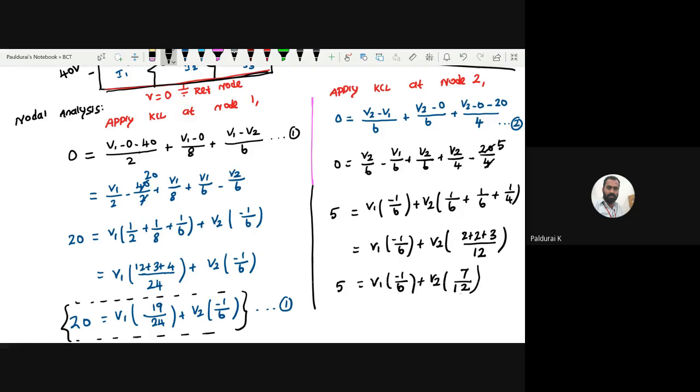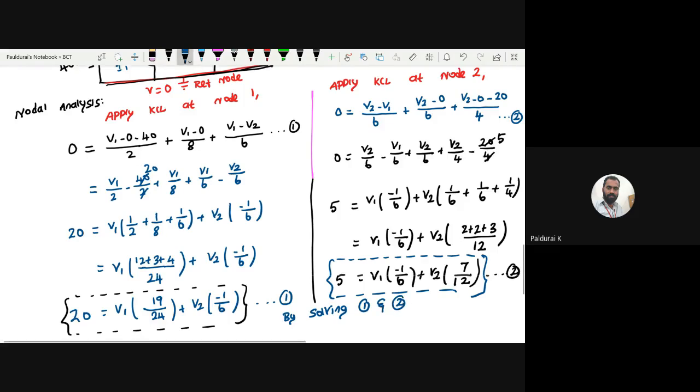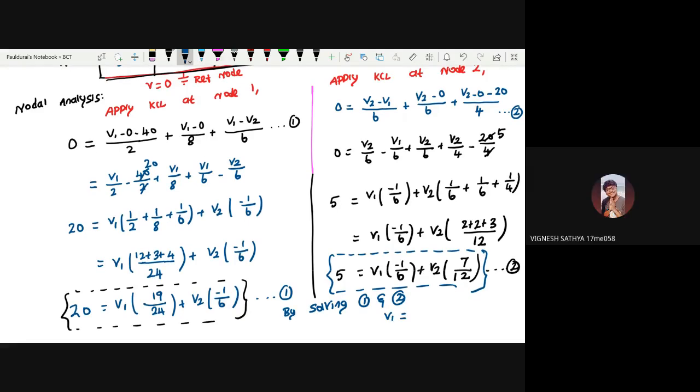This is my equation number 2. Now substitute. Now solve these two equations by solving equation number 1 and 2. Yeah. So let me know what is V1, what is V2. 28.8, 16.8. Got it?